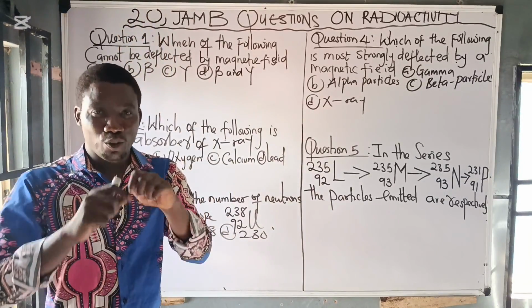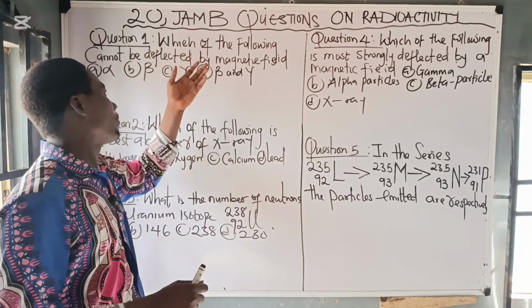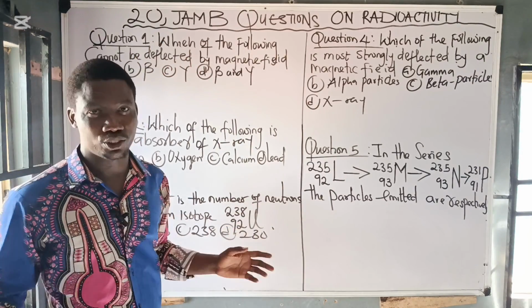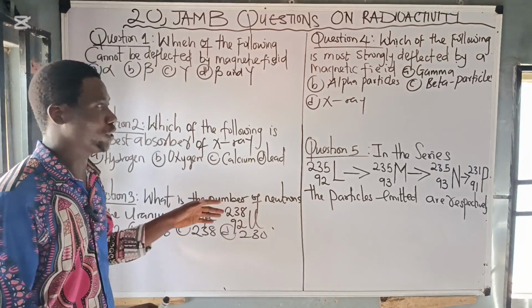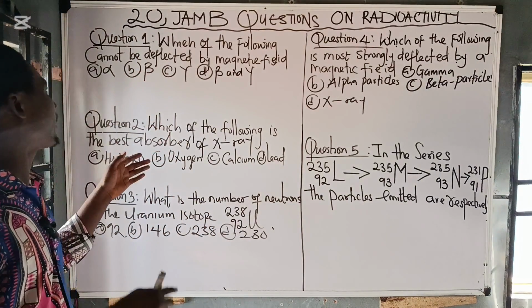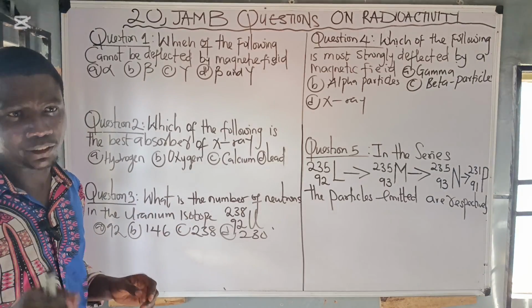In today's class, I'm going to be teaching you 10 JAMB questions on radioactivity, also called nuclear chemistry. So we are going to begin with the first question. The first question says, which of the following cannot be deflected by a magnetic field?